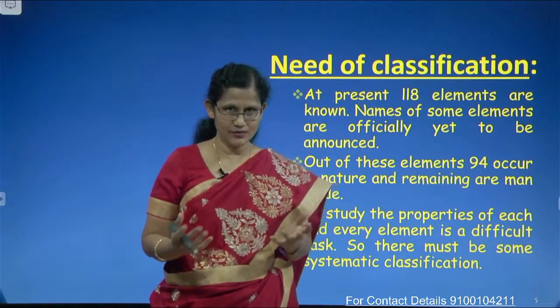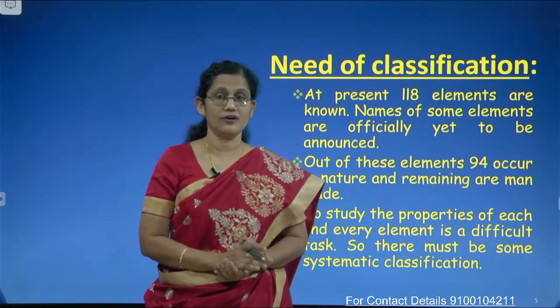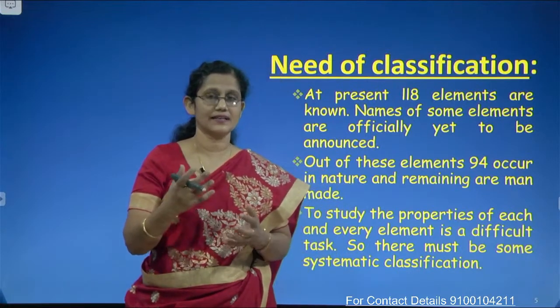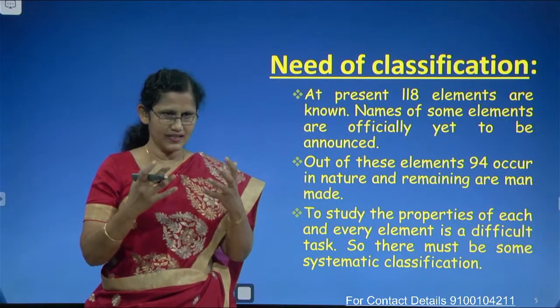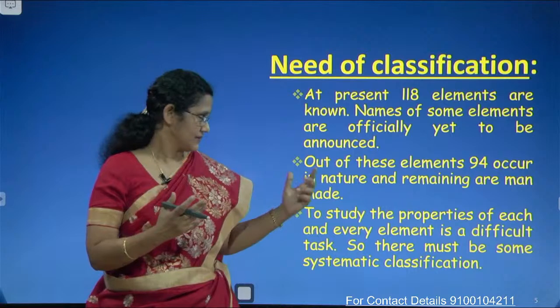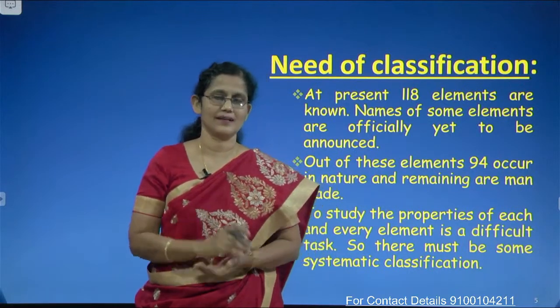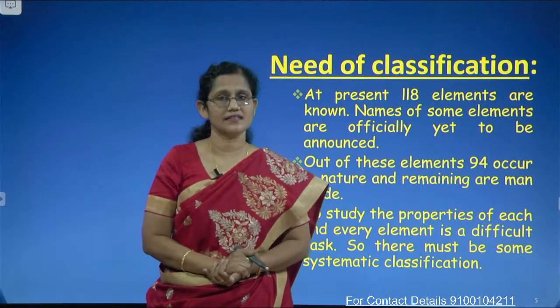How many elements are known today? 118 elements are known today, but not all of them have officially announced names. Certain elements are yet to be named. Out of these 118 elements, around 94 occur in nature, God's provision. The remaining elements are man-made, they are synthesized.